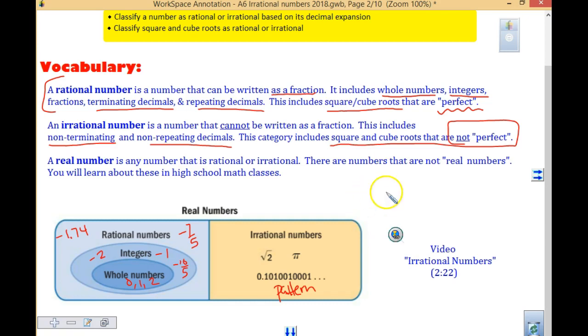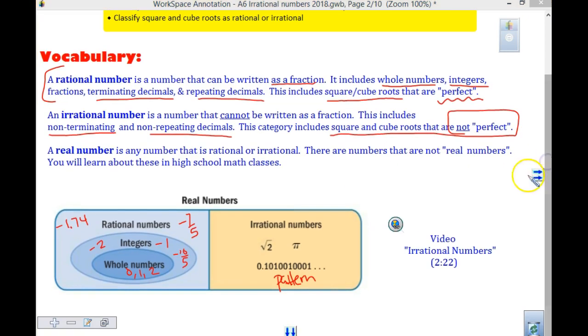We're not going to look at this video. I think it just kind of is showing those irrational. And I think that 0.9 yesterday was kind of enough. But now look down below. So think about this. Fraction, whole, integer, terminating, and repeating. Square roots that are perfect and cube roots that are perfect.